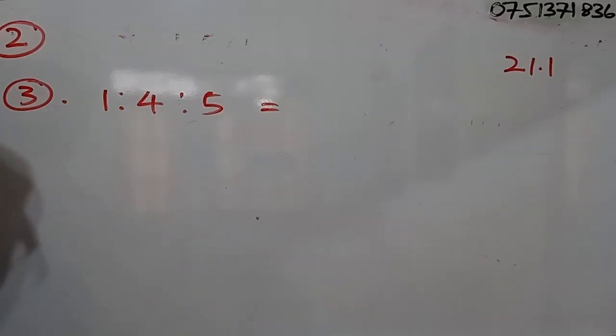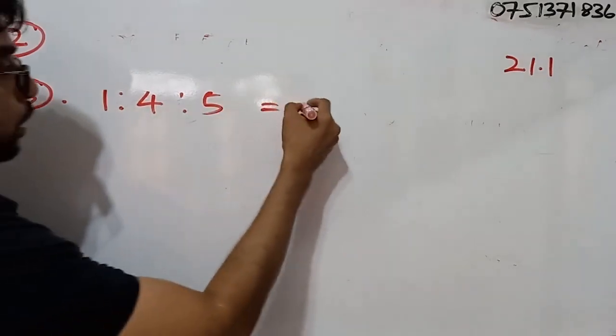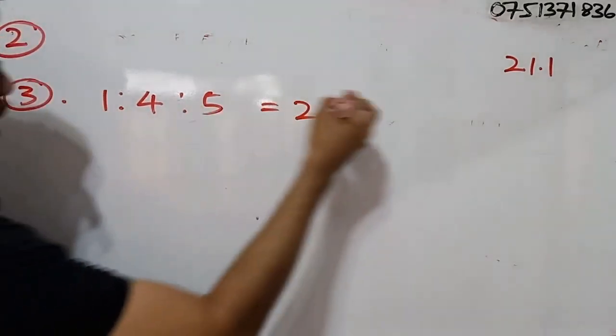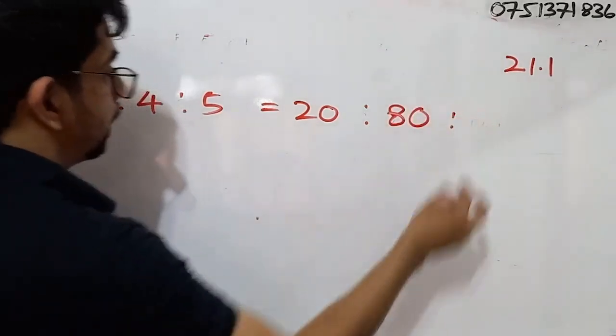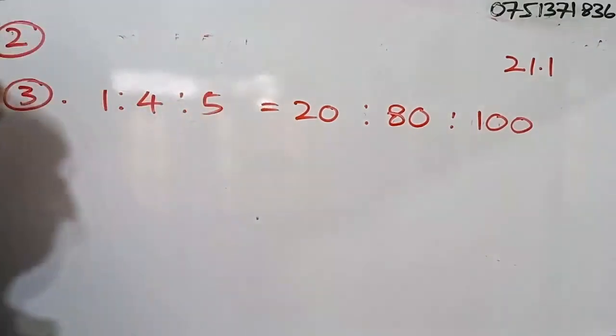Right. So for this ratio, I will multiply the first term by 20. So 1 into 20, that is 20. 4 into 20, that is 80. 5 into 20, that is 100.